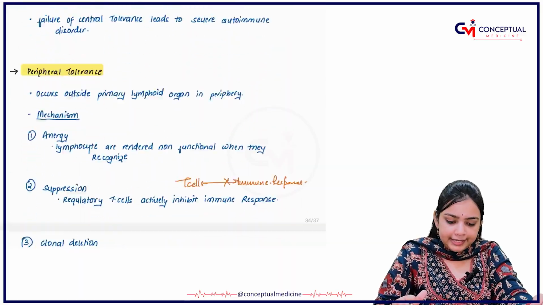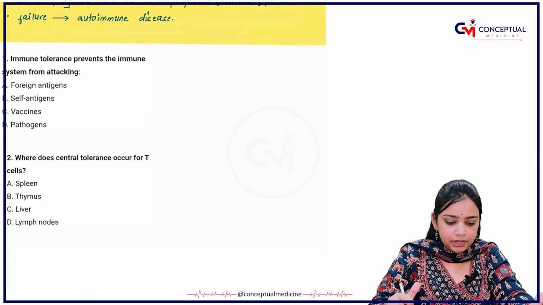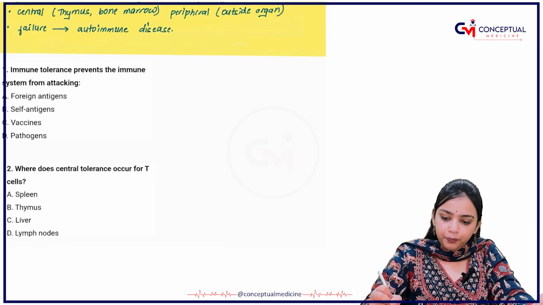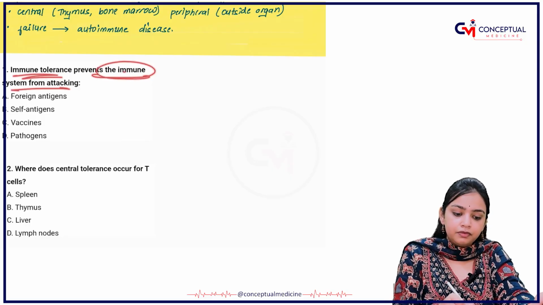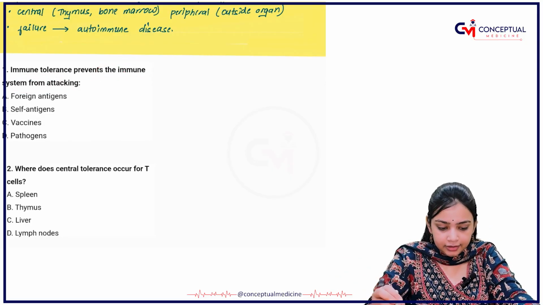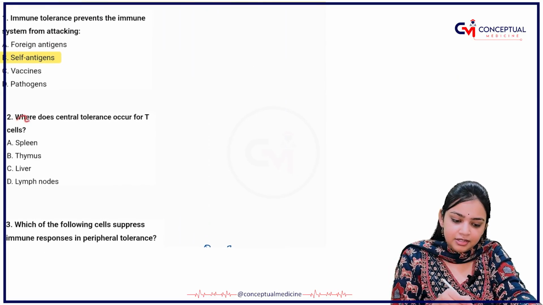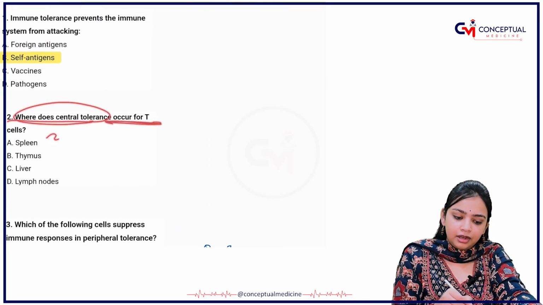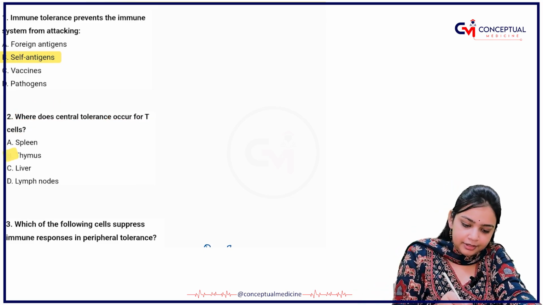Okay, next we are done with this, and now it's time for us to solve some MCQs. First MCQ is, immune tolerance prevents the immune system from attacking the self-antigen, right? Next is, where does central tolerance occur in the T cells? T for T, it occurs in the thymus.